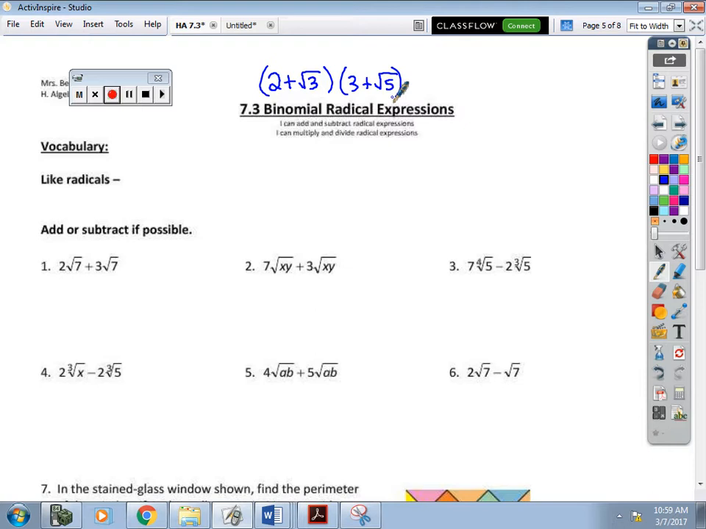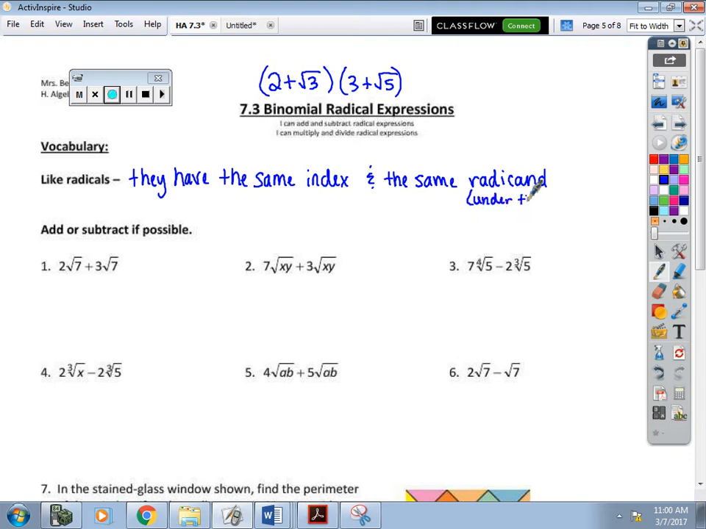Alright, so the first vocabulary word is like radicals. And these are radicals that have the same index and the same radicand. But radicand is just a fancy word for under the radical. So they have the same number underneath the radical.